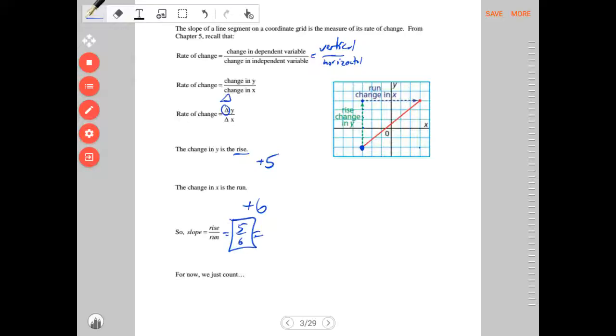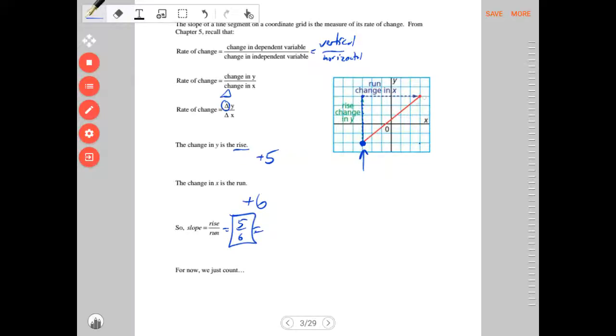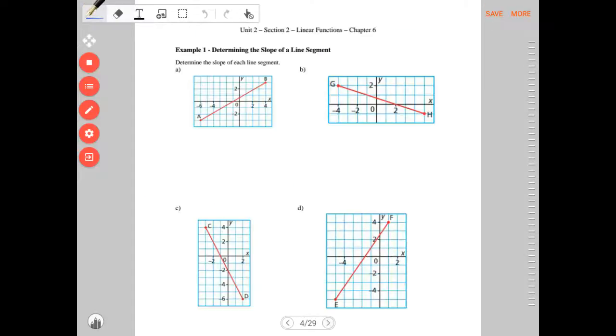We're just counting squares. Now, I started from this point right here and went up and over. You can also start from this point and go down, so that would be negative 1, 2, 3, 4, 5. So that's a negative 5, but then you also go left 1, 2, 3, 4, 5, 6. So left 6 is negative 6. Oh look, the two negatives cancel, and you're still left with a slope of positive 5 over 6. Great. Again, for now we're just counting.